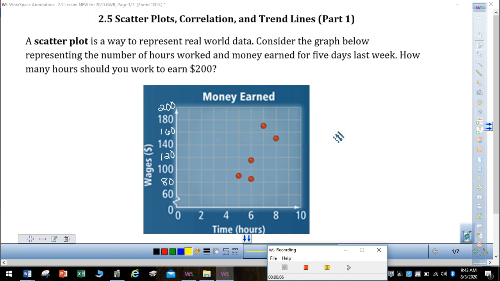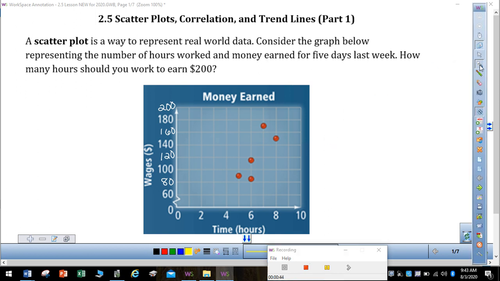You can see in the graph below here, this represents the number of hours worked and the money earned for 5 different days last week. You can see that the dots are sort of scattered a little bit. They sort of look like they fall along the pattern of a line. We can maybe draw a line through them, but it's not a perfect line. Suppose we wanted to answer this question of how many hours we should work to earn $200.